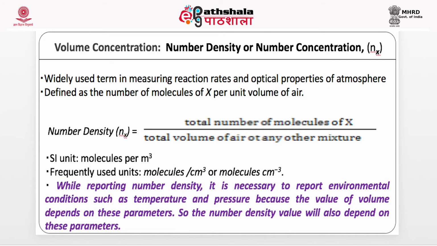Number density. The number density n is defined as the number of molecules per unit volume. As in equation 1, it equals number of molecules of X divided by total volume of air. That is the number density, where n is the number density of the gaseous substance X. The unit of number density is molecule per centimeter cube, or molecule cm^-3. Number density is widely used in measuring reaction rates and optical properties of the atmosphere.